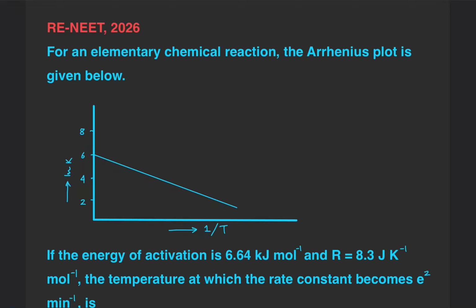Hello everyone. So this is a question from RE-NEET 2026 for an elementary chemical reaction. An elementary chemical reaction is a reaction that occurs in a single step. Okay, important: the Arrhenius plot.